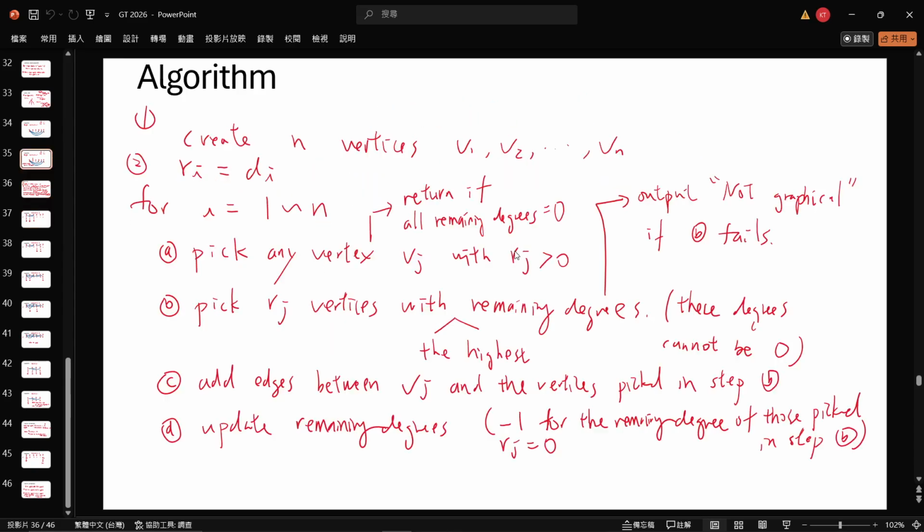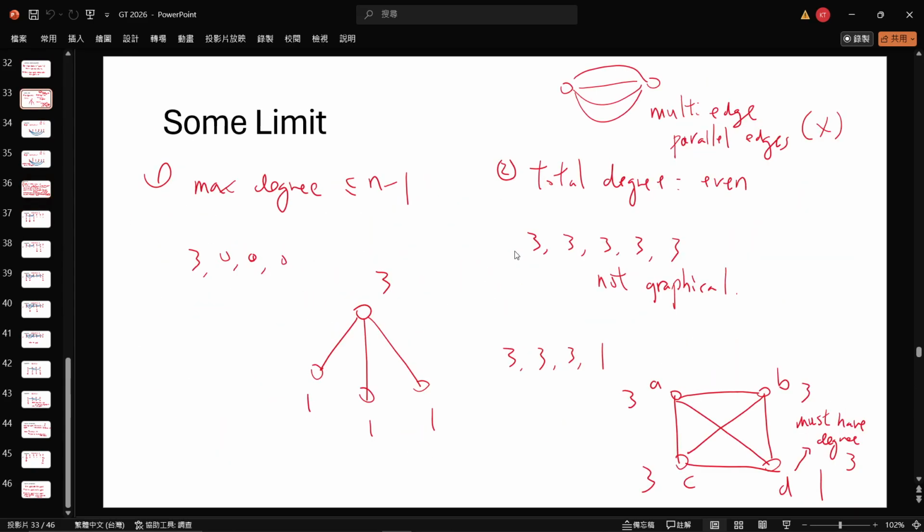So not every degree sequence is graphical. For example, consider a degree sequence like 3 followed by 3 zeros. This one is not graphical because if you have a degree of 3 and you have 4 vertices, then you cannot have any degree zeros in your graph. Every degree should be at least 1.